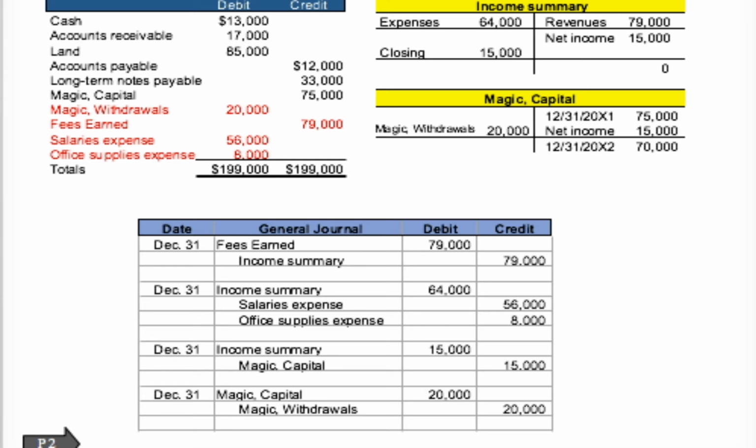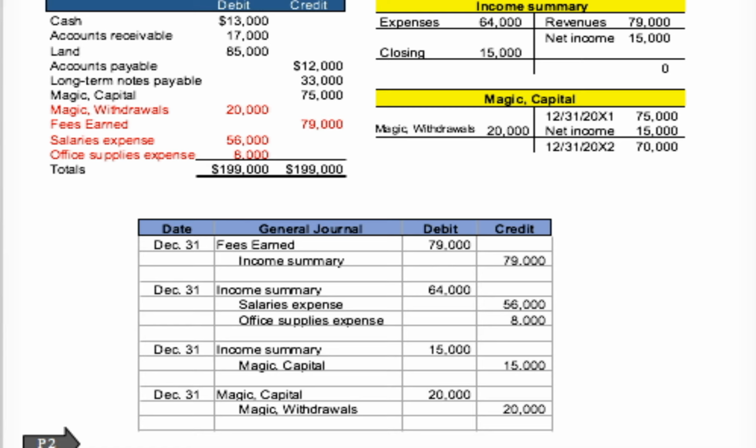The income statement reports revenues of $79,000 minus expenses of $64,000 for net income of $15,000. Net income is transferred to the statement of owner's equity, where it's added to the beginning capital balance of $75,000. Withdrawals are subtracted on the statement of owner's equity. The ending capital balance is then $70,000. The closing process is the mechanical process of transferring the dollars from the temporary equity accounts to the permanent equity account, in this case for this company, Magic Capital. The closing process parallels the flow of dollars shown on the financial statement.